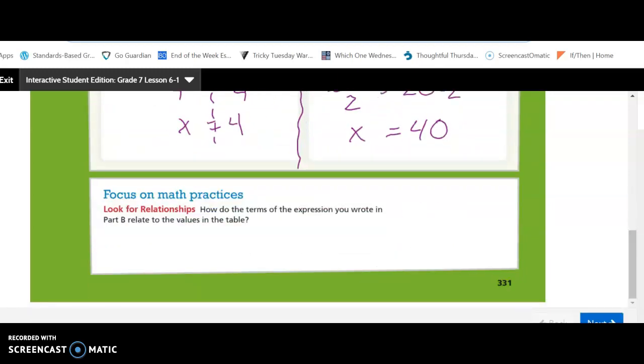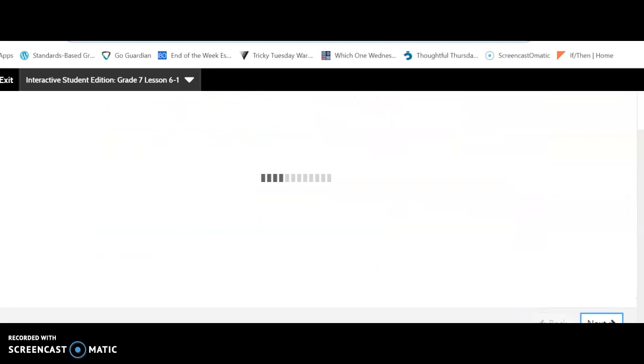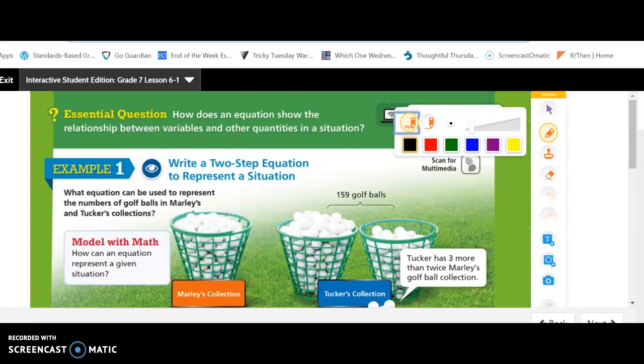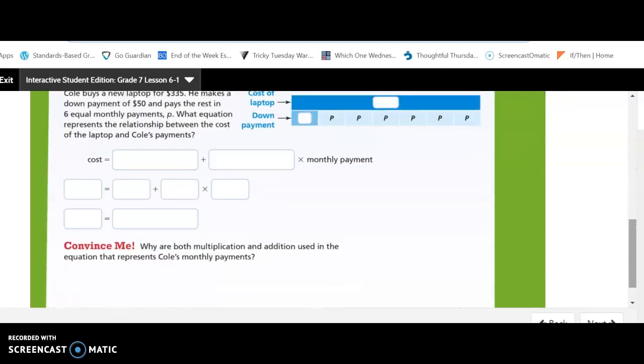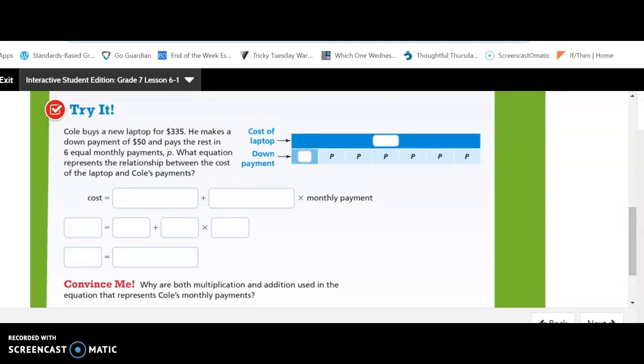We're going to turn to page 332 next and look at a try it problem for lesson 6-1. We're going to transition from just writing one-step equations to writing equations that involve 2 steps. They're going to use either adding or subtracting and multiplying or dividing. So we see on the bottom of page 332, Cole buys a new laptop for $335. So his total cost of the laptop is $335.